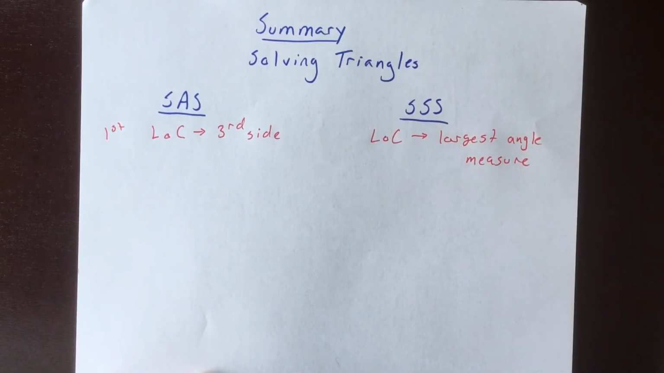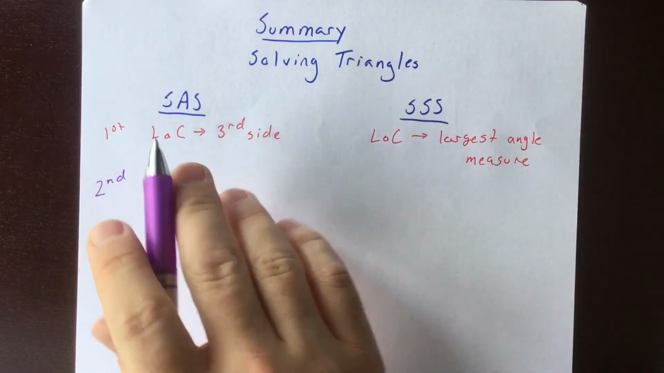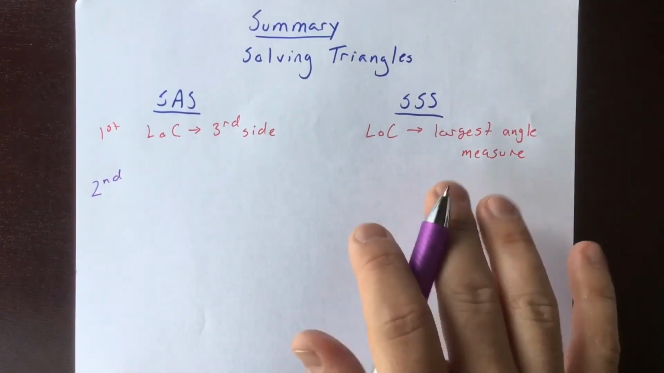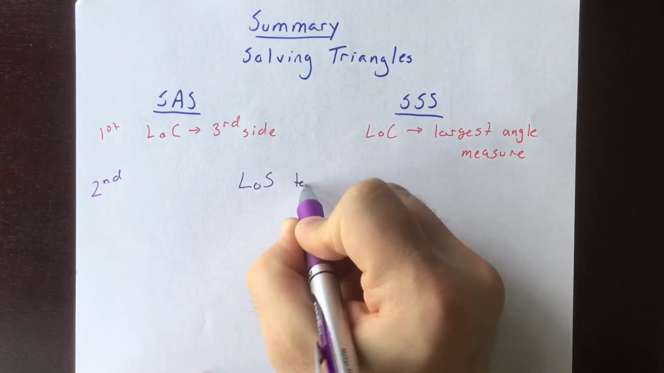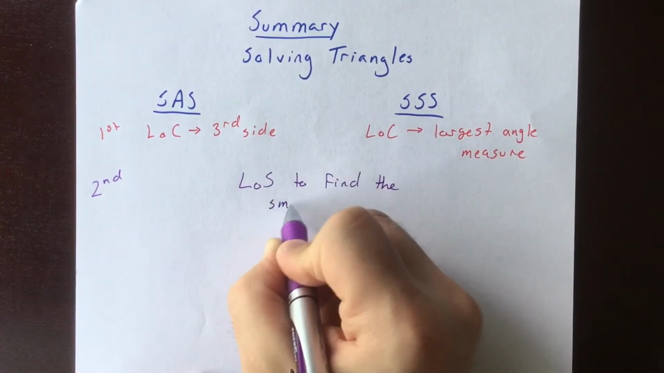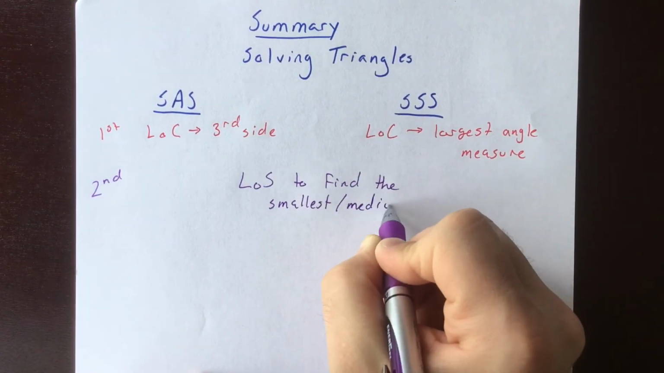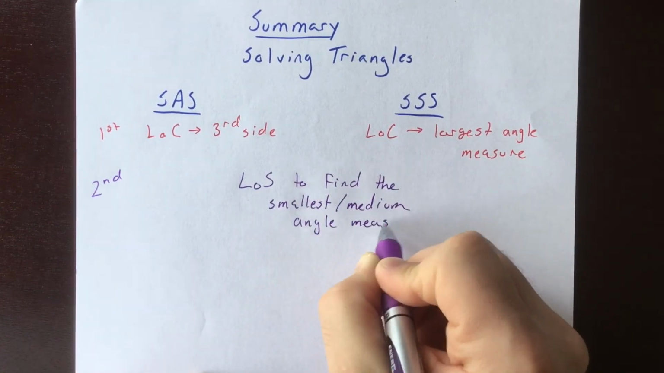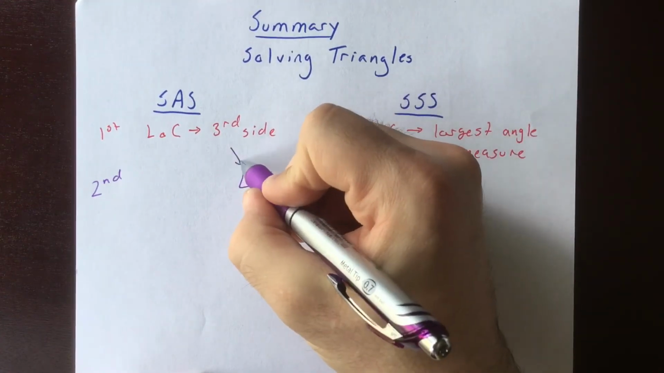Second, in both situations, the second thing is the same. Once we have found the third side, or once we have found the largest angle measure, we use the law of sine to find the smallest or the medium angle measure. So that's the same for both of these once you've taken that first step.